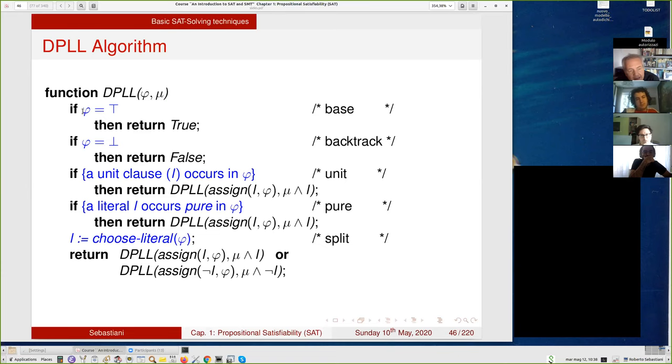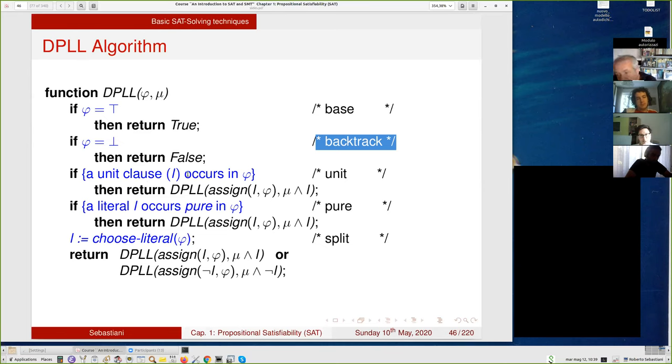And then you progressively build mu, every time adding a new literal. If at the end of the search phi is true, this means that the current assignment satisfies the original formula, and then you can return true. If phi is reduced to false, then this means that the current branch is false. You have found a contradiction, so you have falsified some clause, and then you return false and this will cause you to backtrack.